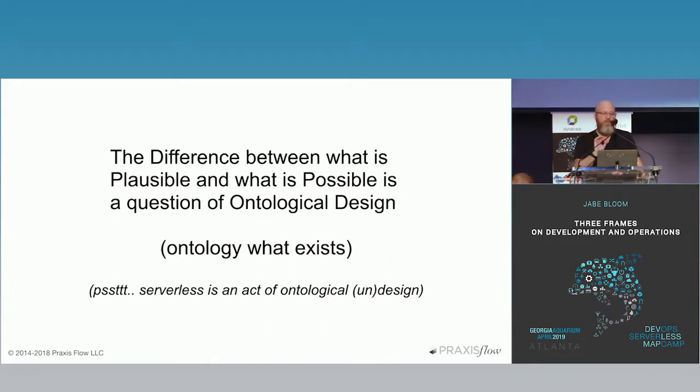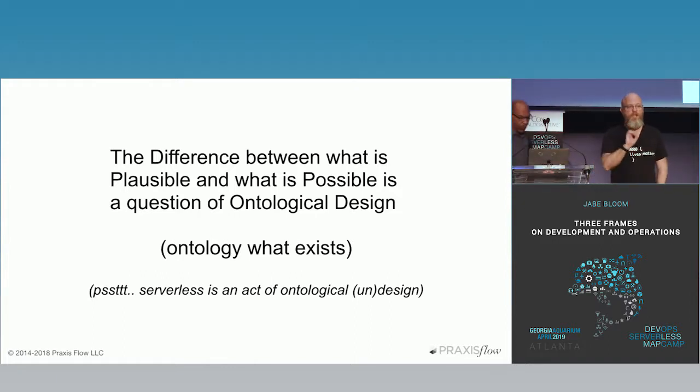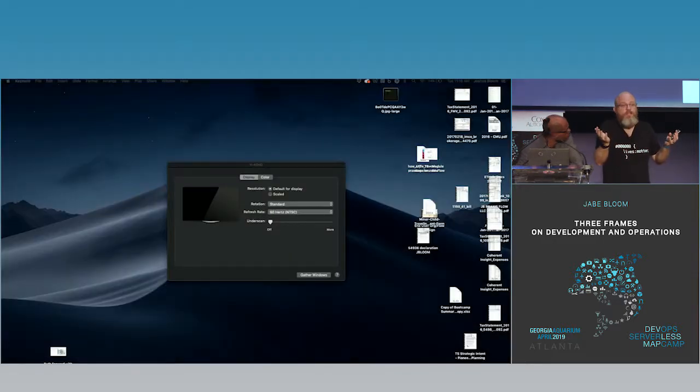Serverless is an ontological design decision because what it's doing is undesigning part of a conversation. It's removing something from the ontology. Does that make sense to everybody? What it's saying is, what would happen to our conversations if we said you can't say server anymore? That's the frame it's trying to get you to think about. What would we do at work if we couldn't say server anymore?